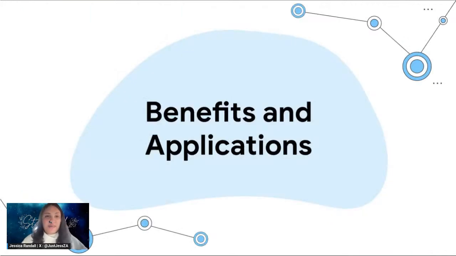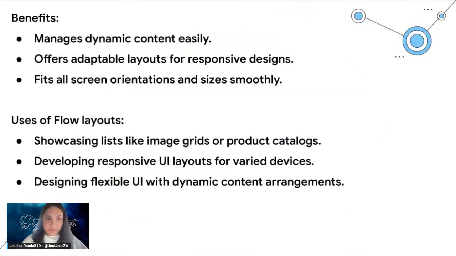So now we're going to look at some benefits and applications of flow layout. There are lots of benefits, but there are three main ones. It manages dynamic content easily. If you think of places in which you would need flow rows, for example, if you're writing a book and you want text to automatically wrap to the next line, then this would be a good parameter to use, because it automatically wraps what doesn't fit on the screen into the next line.